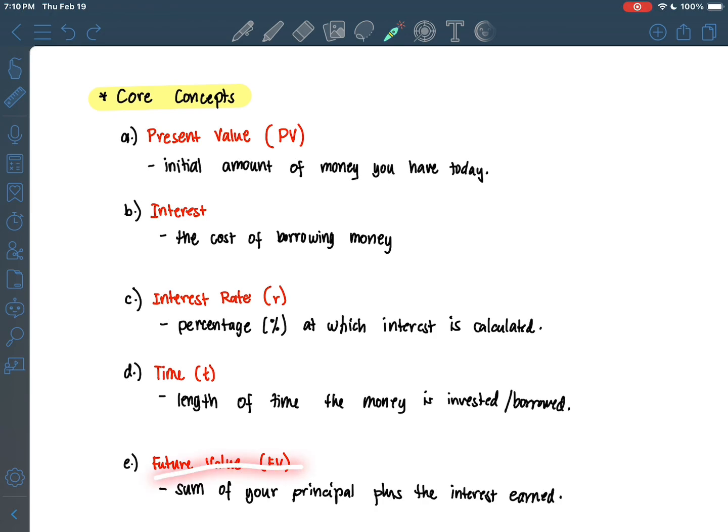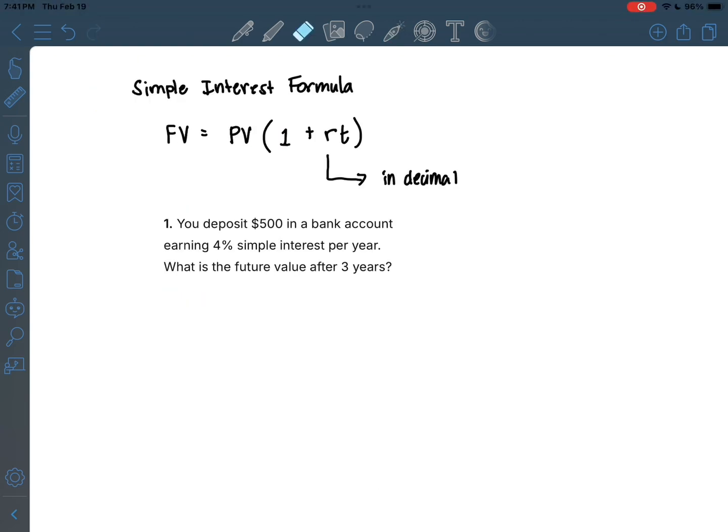And lastly, the future value that we're gonna calculate is the value of your investment at a specific point in the future. Basically, it is the sum of your initial principal plus all the interest earned. So the core question here is, if I invest money today, how much will it be worth in the future? The answer depends on whether the interest is calculated using the simple or compound method. Let us try solving a simple interest problem where we will have to use the simple interest formula.